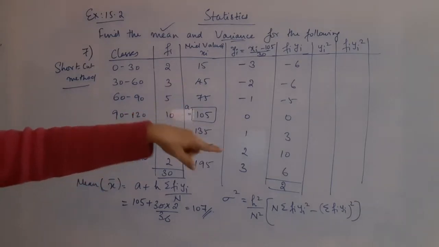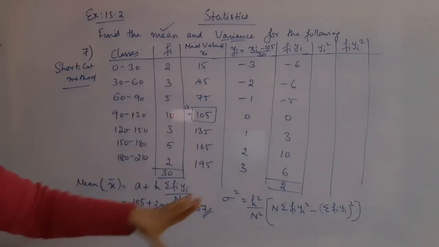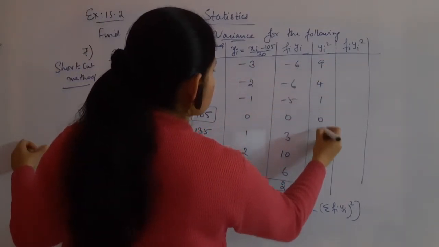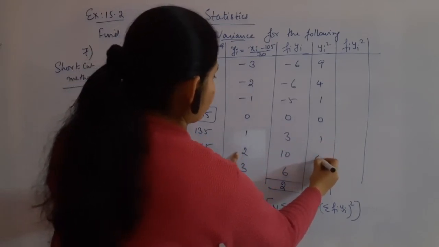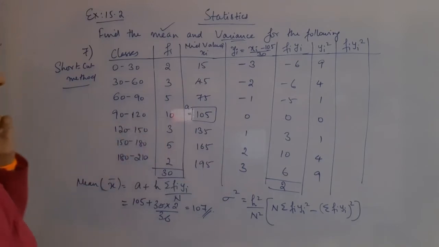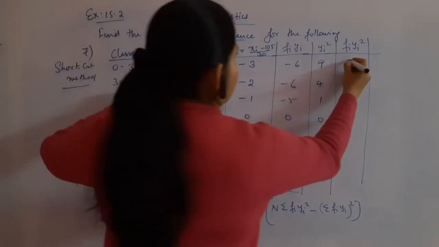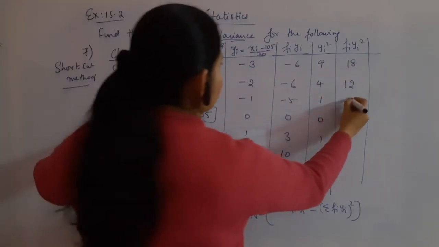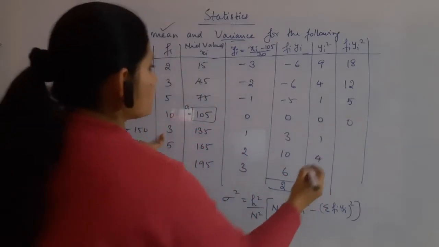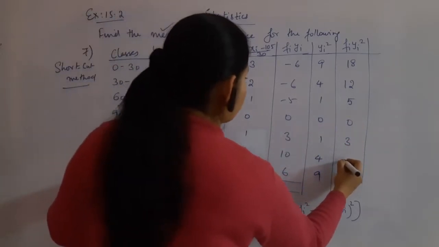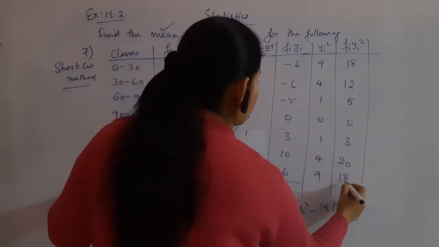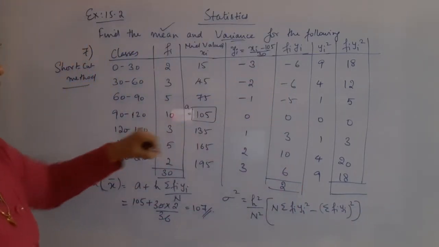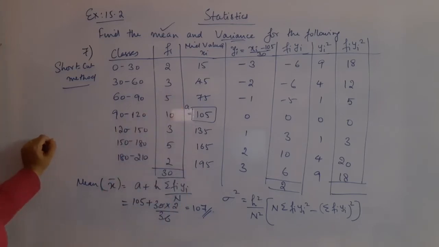Now we will find these two columns and the total of fi yi square and replace the value here. Yi square: 9, 4, 1, 0, 1, 4, 9. Now again multiply with fi. Yi square: so 18, 3 into 4, 5 into 1, 10 into 0, 3 into 1, 4 into 5 and 2 into 9, which is 18. Now what is the sum of this? That is what you need to replace here. Just check what total value you are getting.